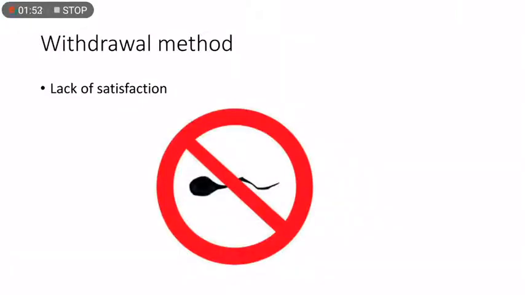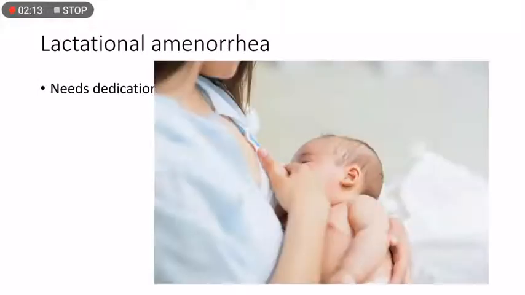The withdrawal method, yeah, this is the very main disadvantage I was talking about. It's kind of very bad, right? Because we want satisfaction, and that is why generally people have sex. But during the withdrawal method, there is a lack of satisfaction. So, what's the point in having it? Lactational amenorrhea, as I already told, requires a lot of dedication because once in 2 hours, even without sleeping, if you're ready to feed your child, then you're good to go. Otherwise, nope. You are fertile, don't have sex.